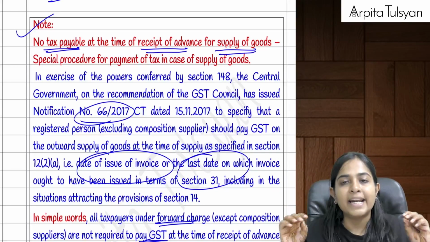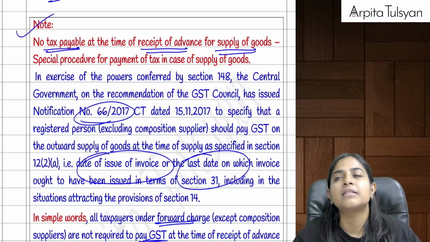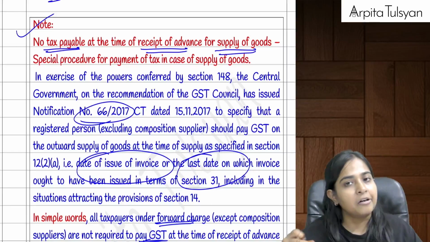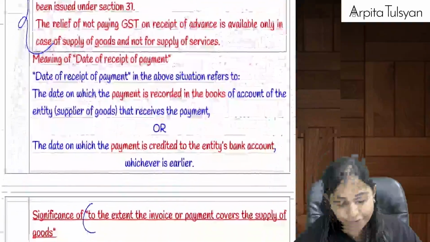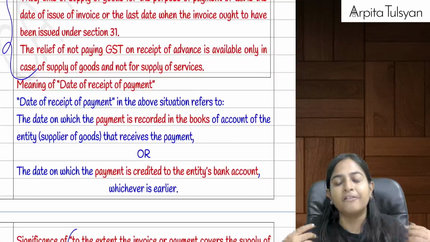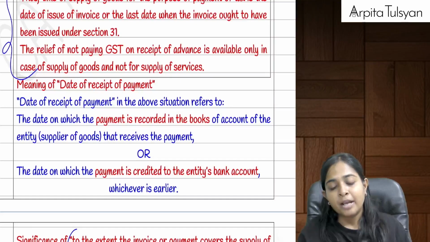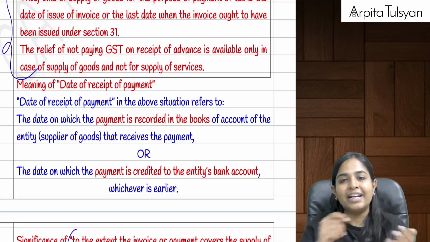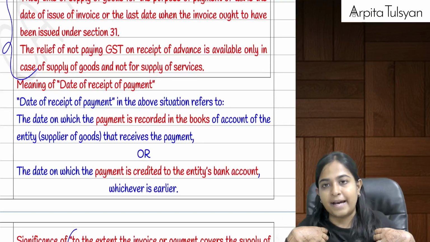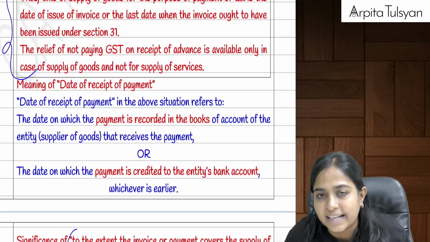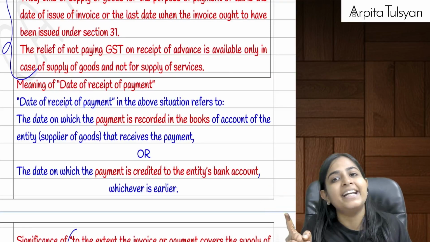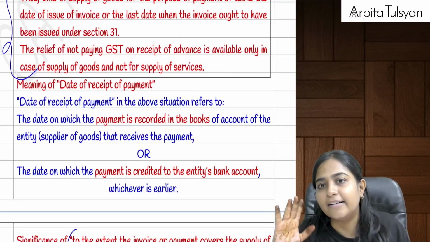Okay, so again I'm repeating, time of supply in this case is equal to the date of invoice or receipt of payment, whichever is earlier. Ma'am, what do you mean by receipt of payment? Think from the point of view of the supplier. Receipt of payment will be the date when the receipt is recorded in the books of accounts of the supplier, when I am passing that entry in my books of accounts, or the date when the amount gets credited in my bank account, whichever is earlier.